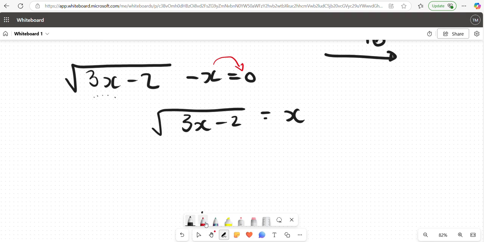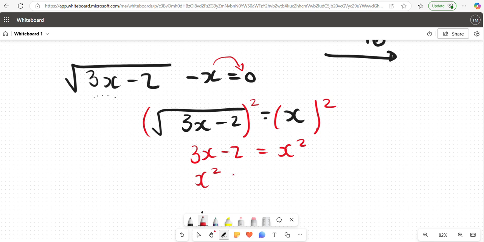Once I've done this, the whole objective is so I get to this point where I can square on both sides. Why am I squaring on both sides? Because that's the only way to get rid of the root. So I square there and I square there, and I end up getting 3x minus 2 is equal to x squared. Then at this point, I just bring everything to one side. I'll get x squared minus 3x plus 2 on one side.